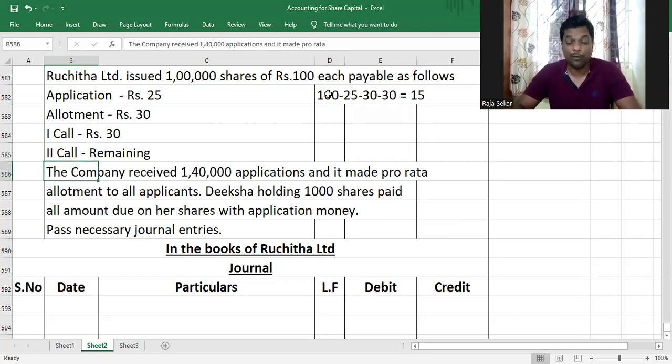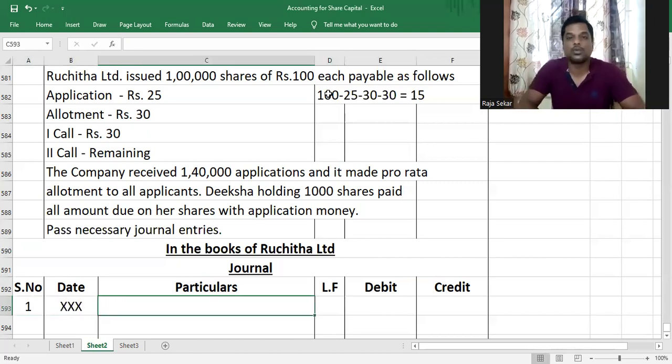The company received 1,40,000 applications and it made pro rata allotment to all applicants. Diksha, holding 1,000 shares, paid all amount due on the shares along with application. Pass the journal entries. A question like this with a few more adjustments was asked as an 8-mark question in the year 2018 or 2019. And therefore, it is important that we learn how to account for this.